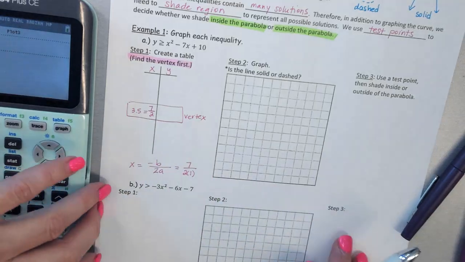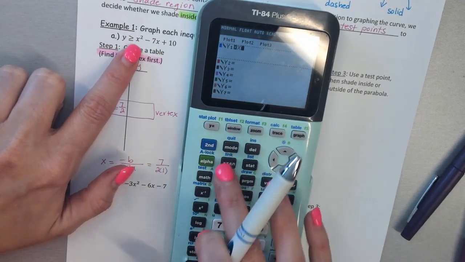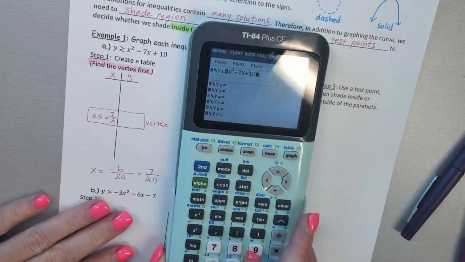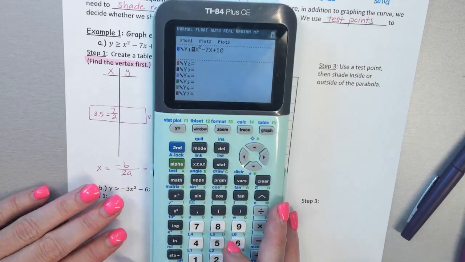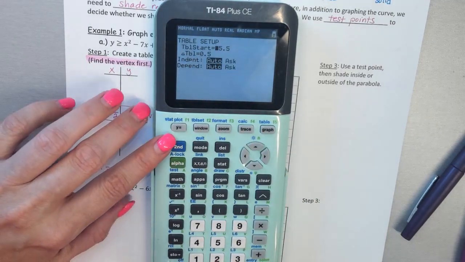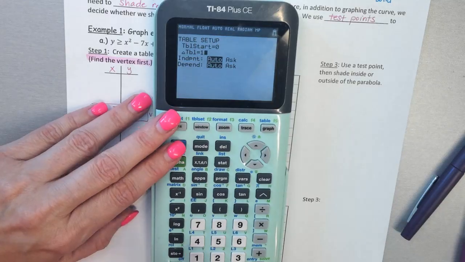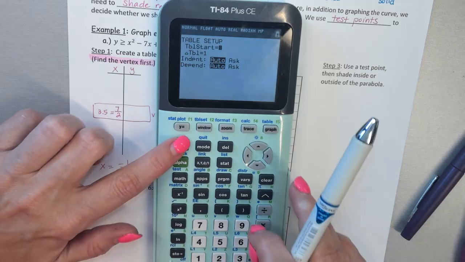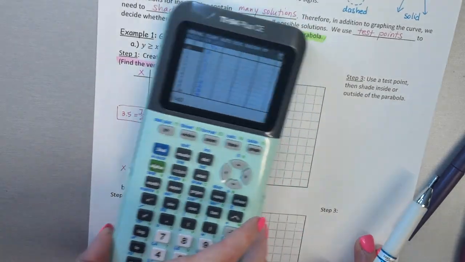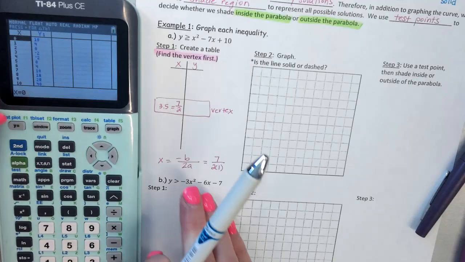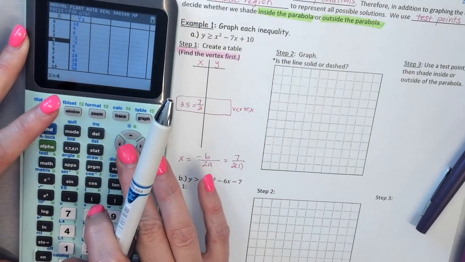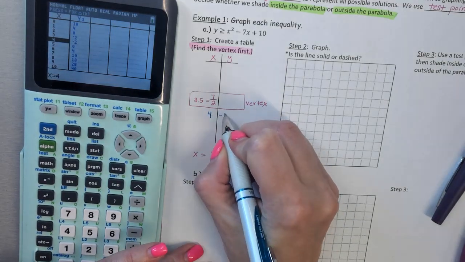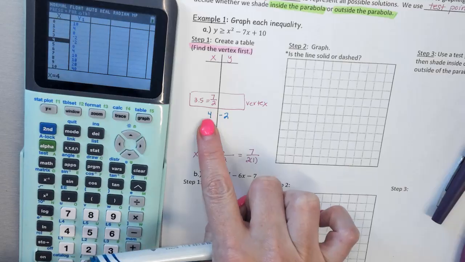Okay, so in our y equals, we're going to type in x squared minus 7x plus 10. And then we are going to go to our table. Now my table set, I've been working with that today, so I'm just going to go into my table set, second window, start at 0, make sure it's going up by 1s. Okay, and then I'm going to go a few places up. So at 4, I'm at -2, because this is 3.5, so I'm going to go up to 4.